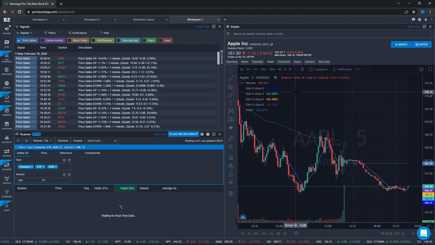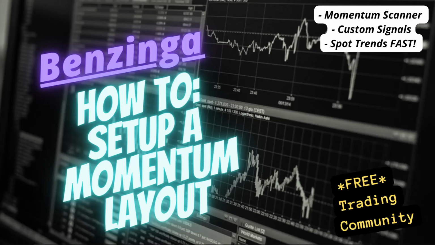But that's it for today's video, guys. Just wanted to make this brief, quick one on how to set up a momentum layout using Benzinga Pro's platform.